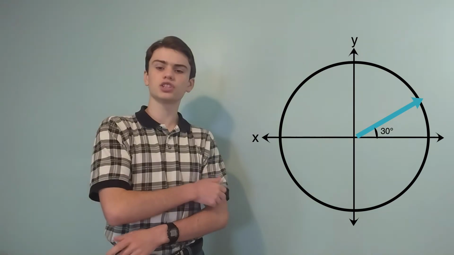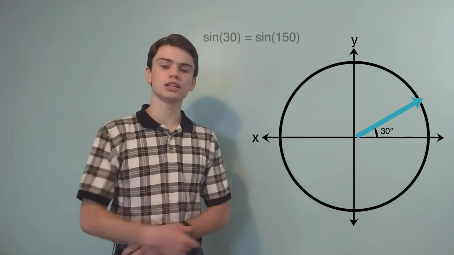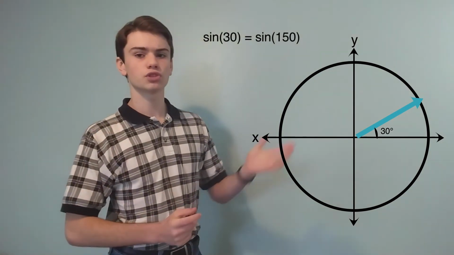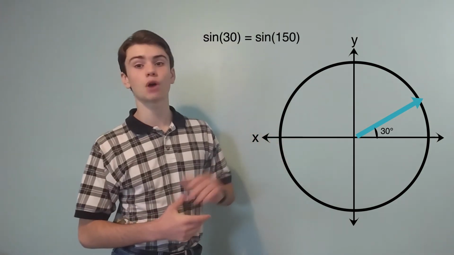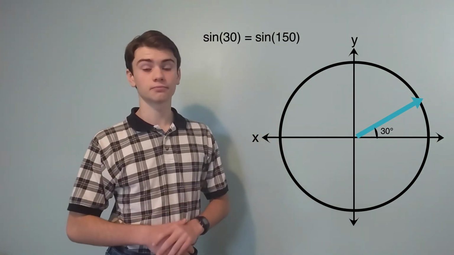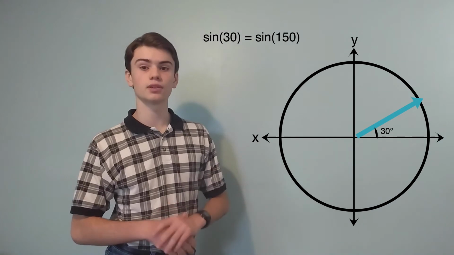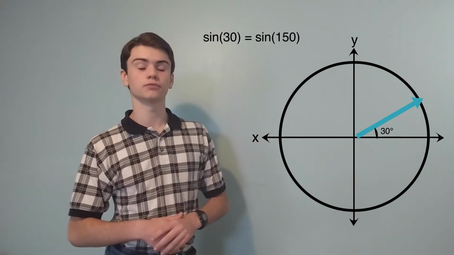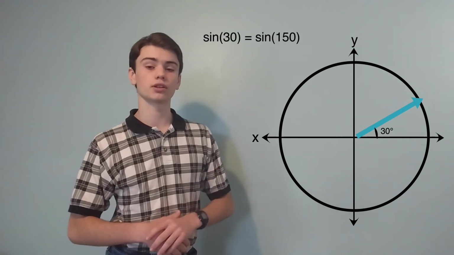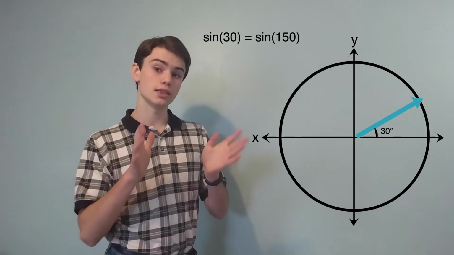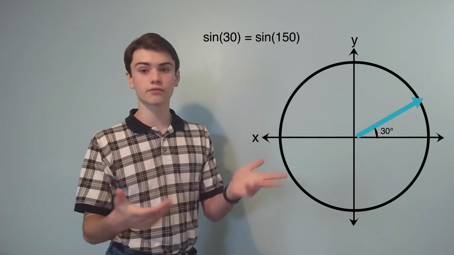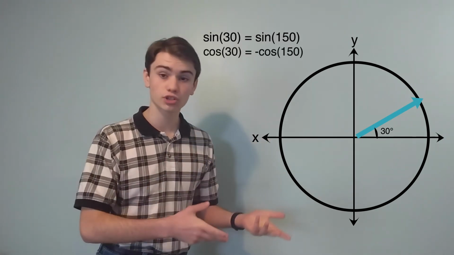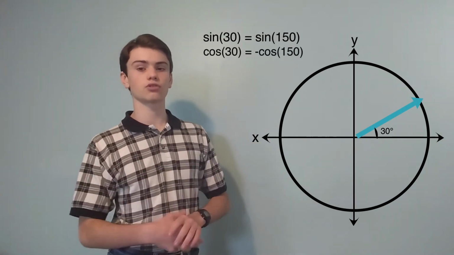So we can essentially say that sine of 30 degrees is equal to sine of 150 degrees, because as you see here, both of them have the same y component. And similarly, we can calculate the x component, because the x components are the same distance away from the origin, but they're in opposite directions, so they're going to be the negative of each other. So we can say that the cosine of 150 is equal to negative cosine of 30.